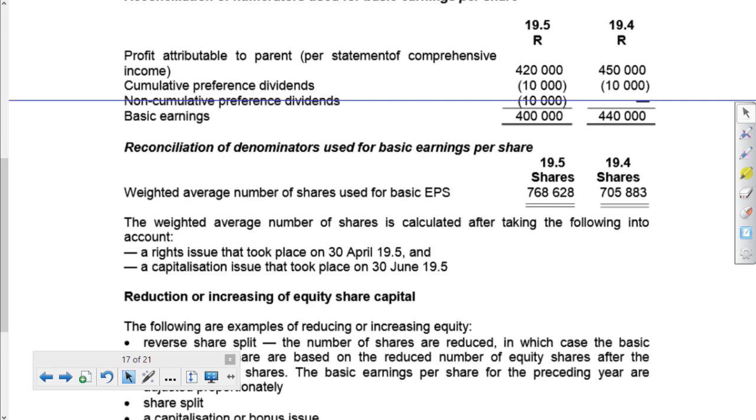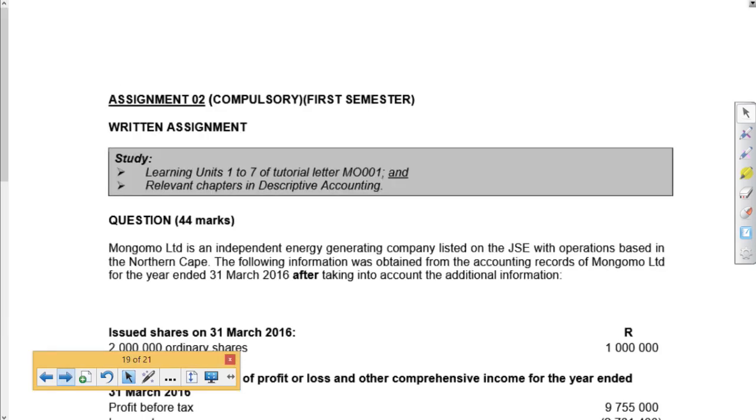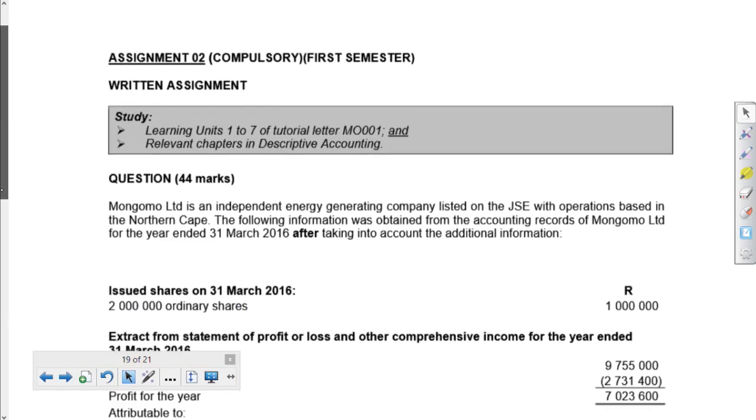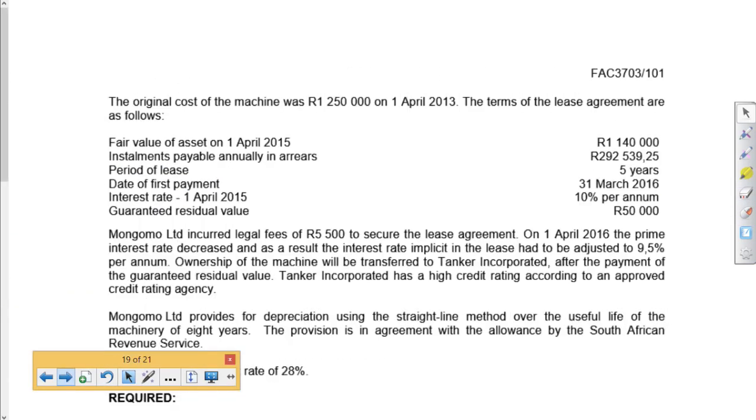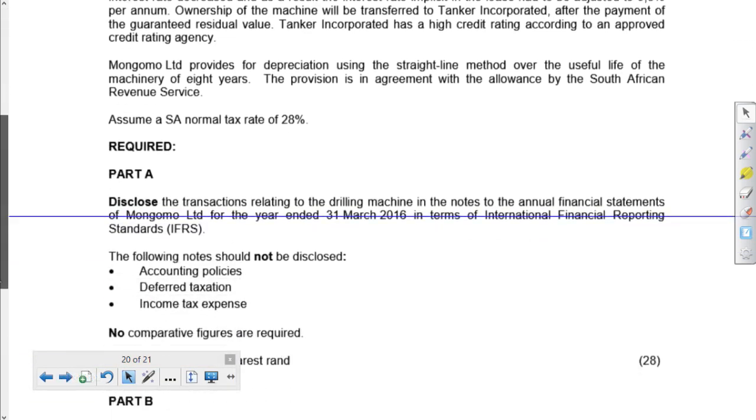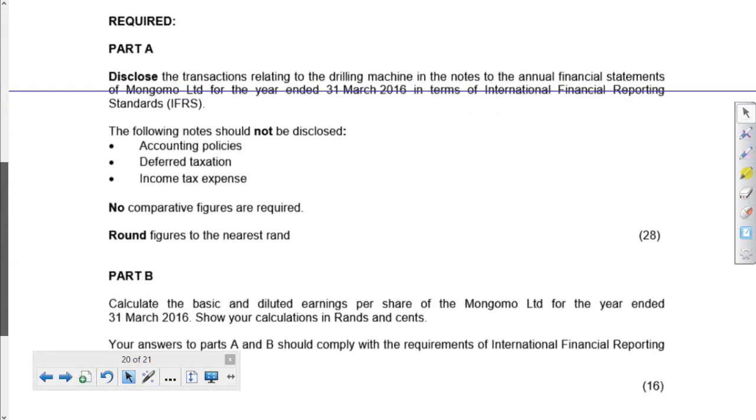So if we look at that assignment, assignment 2, it's a 44-mark question. Let's just look at the required first. You know I like to look at the required first. The first part of the assignment is to disclose the transactions related to the drilling machine. It's a lease. So we're going to do leases. After we've done earnings per share, we're going to start looking at leases.